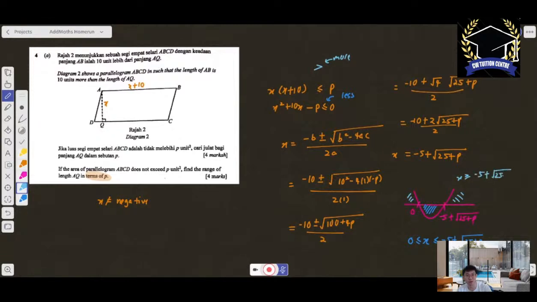Kalau soalan adalah more than. Okay, but you cannot say answer less than 0 because no negative. X value cannot be negative. Length tak boleh negative. So that is the very important thing many students make mistakes on.